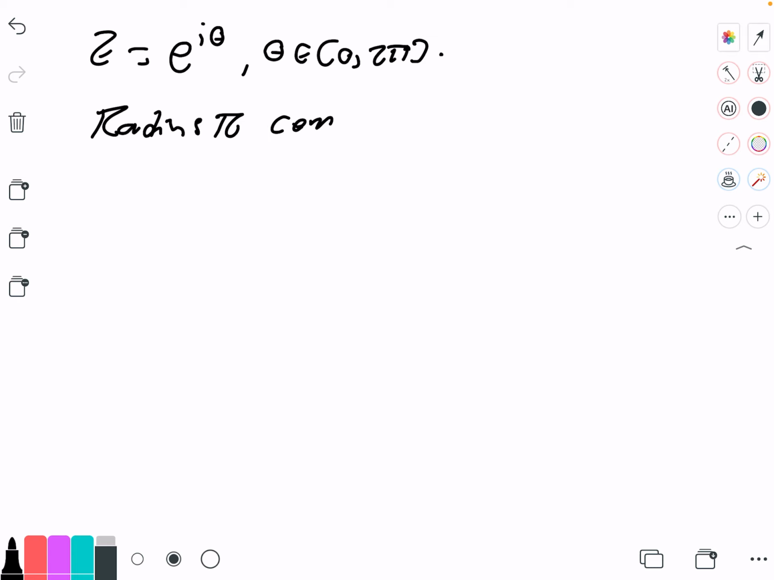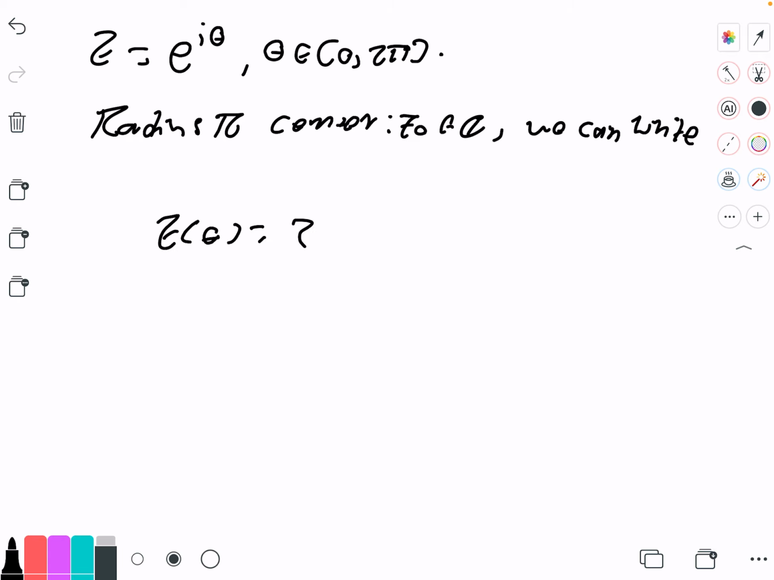So let's look at an example. Let's consider the unit circle. It should be rather easy to come up with the function for it. It's just e to the i theta. So we can parameterize the unit circle by z equals e to the i theta for theta on the interval 0 to 2 pi. And if we want to generalize this to a circle of radius r centered at z sub 0, we have z of theta equals r e to the i theta plus z sub 0, for theta defined on the same interval.